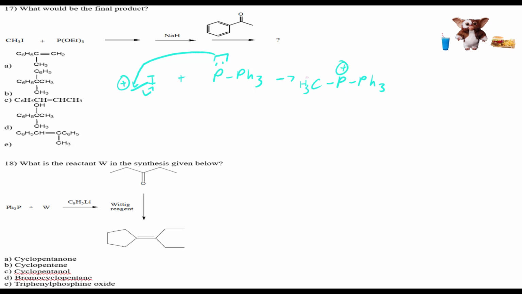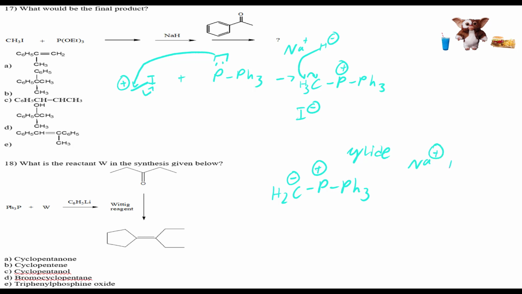Okay, now what happens is that this sodium hydride is going to be negative. This hydride is going to be negative, and it's going to take one of these hydrogens from the carbon. We now have H2C=PPh3, right? Now this is negative and this is positive. So now we have formed our ylide. That's an ylide formation, and we formed it via a halide reaction, okay? And of course you have your sodium paired up with your iodine.